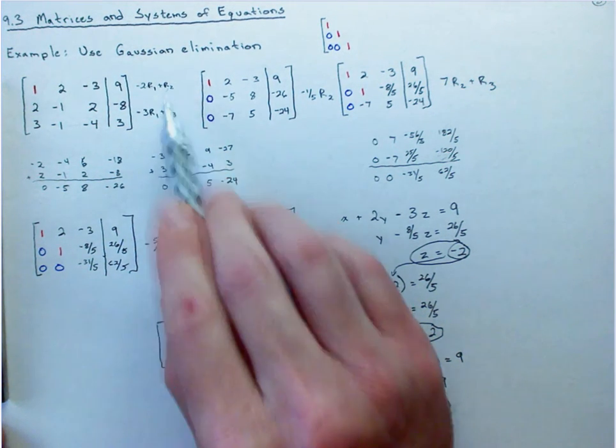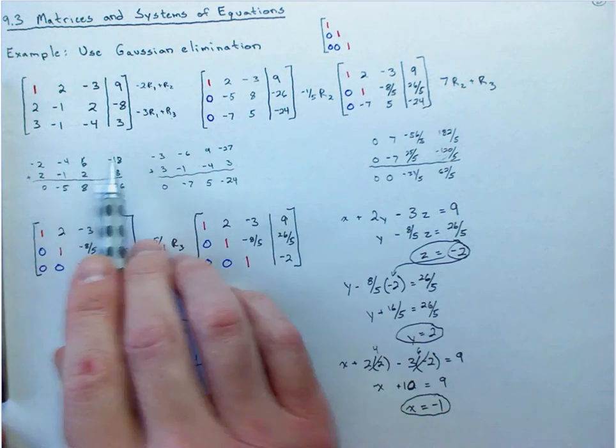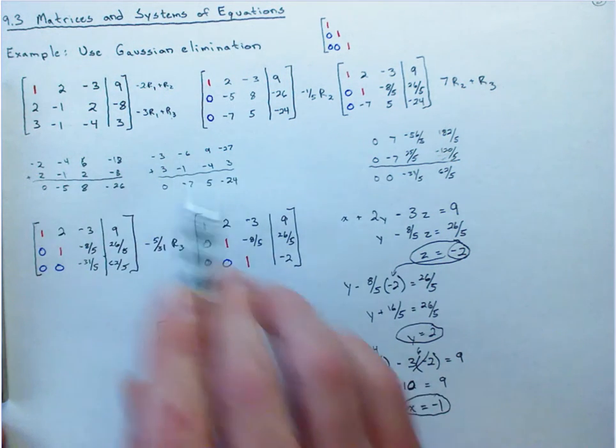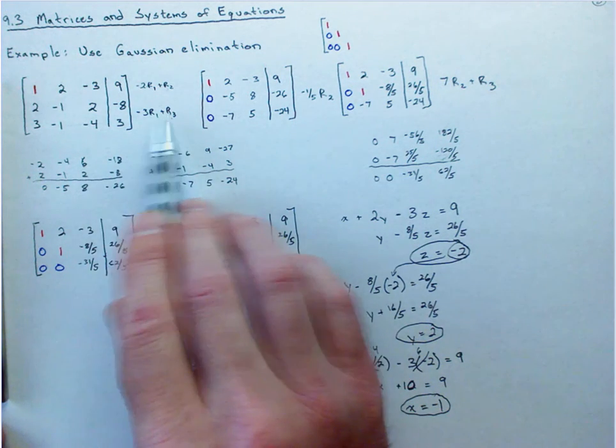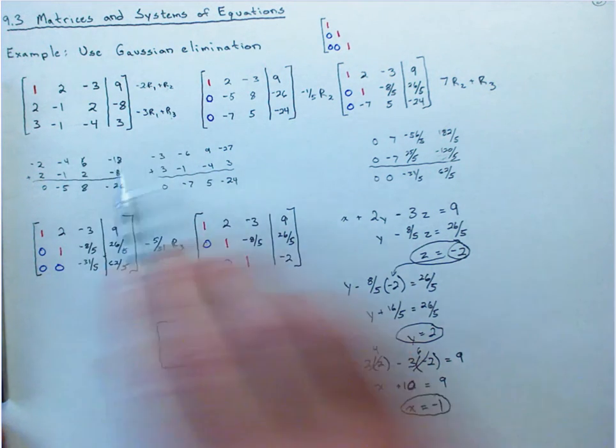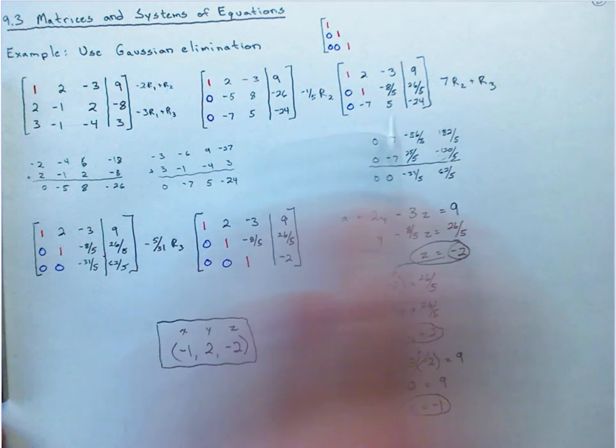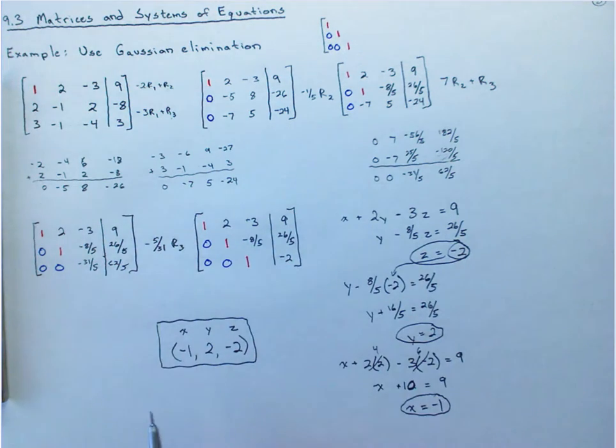So I changed row 2 here and row 3 here. Again, I do my work over to the side. You can use a separate piece of paper to do it, but I do my work over to the side. Please don't try to do all this mentally. And it does take some paper, some space whenever you work these problems.